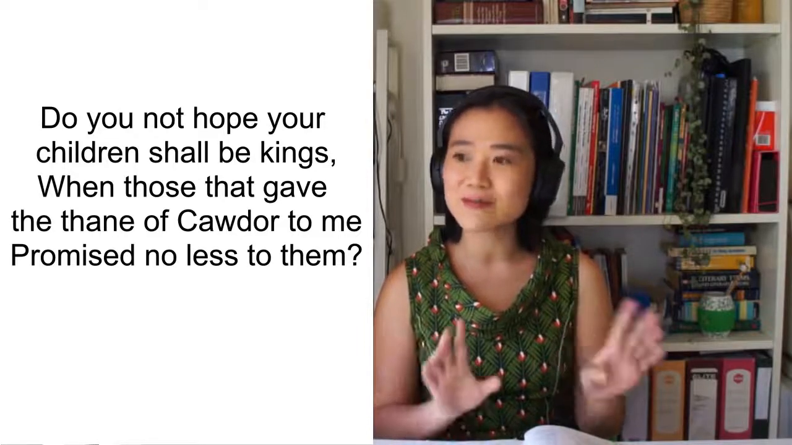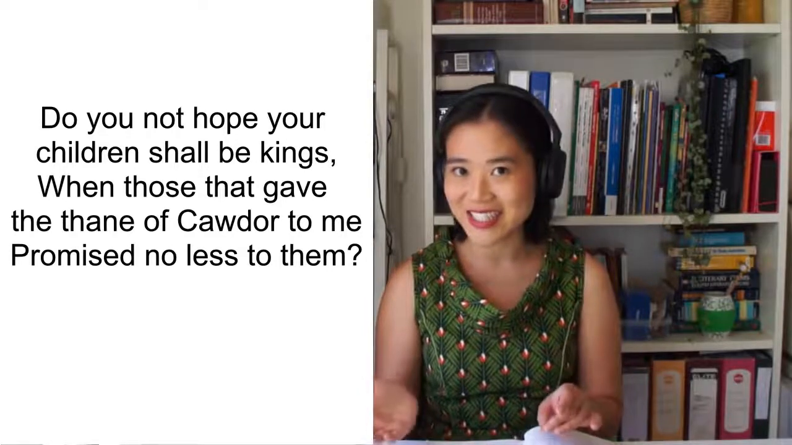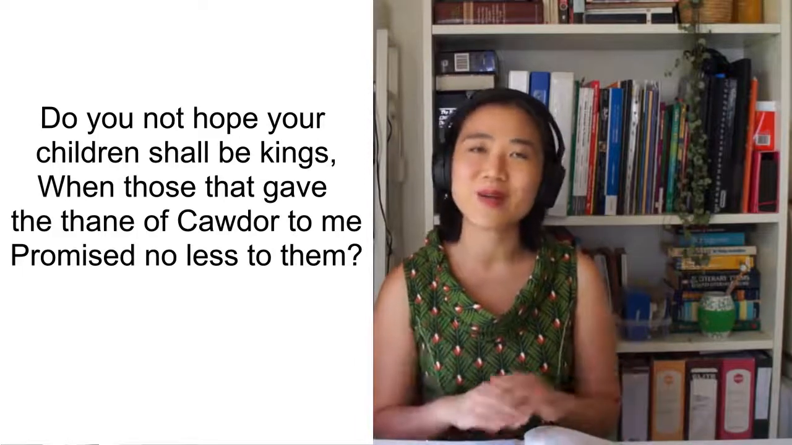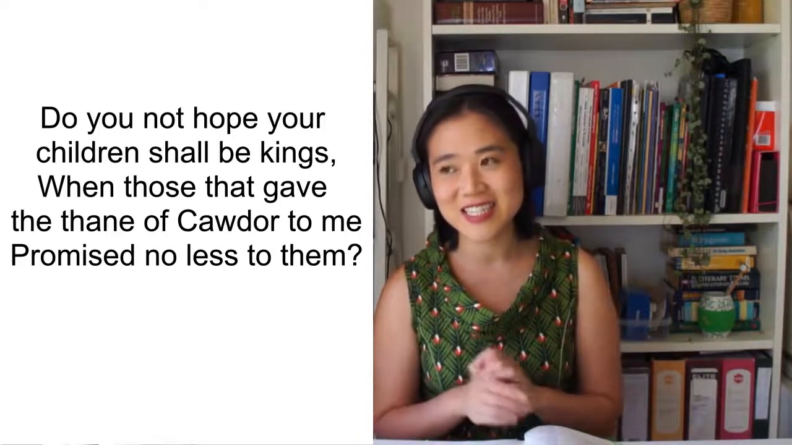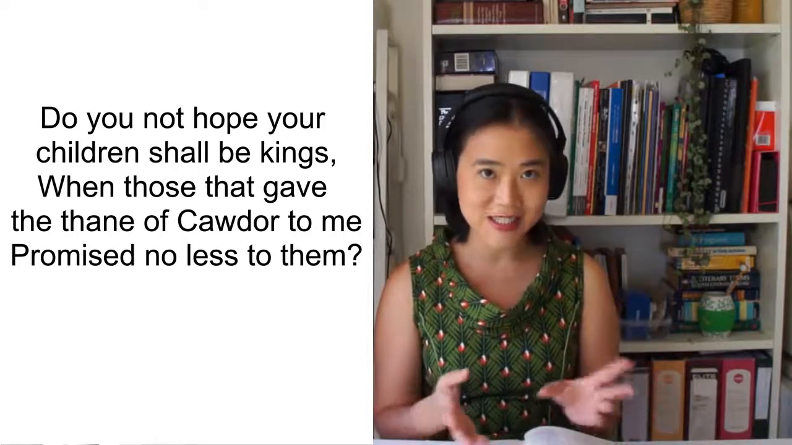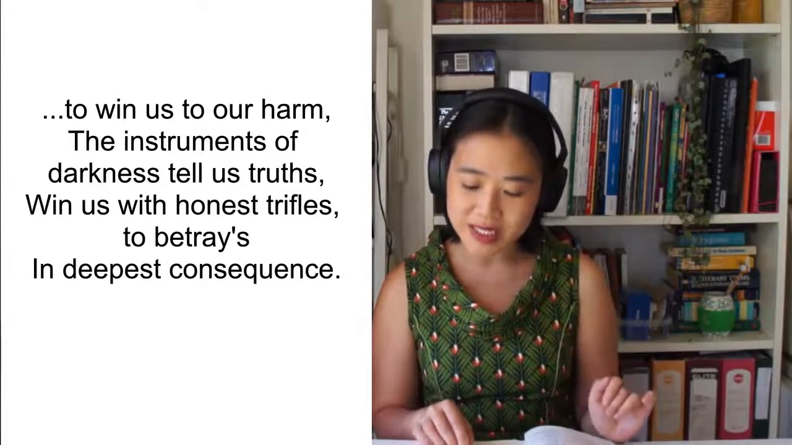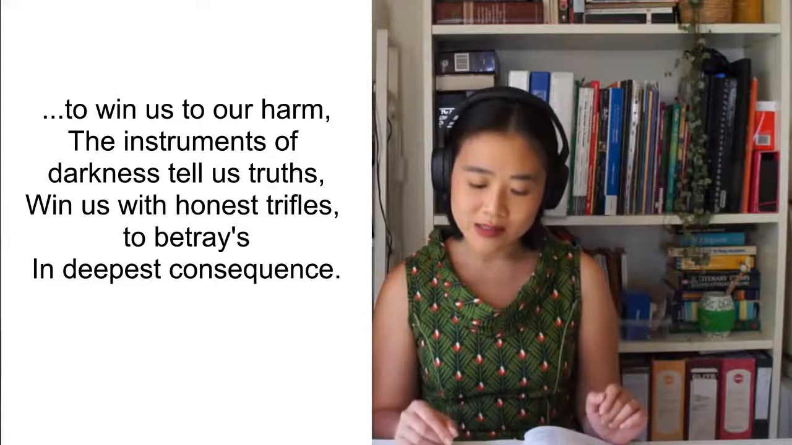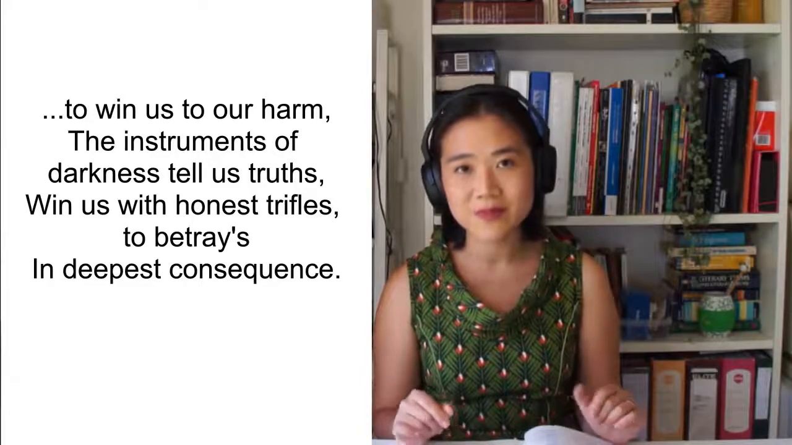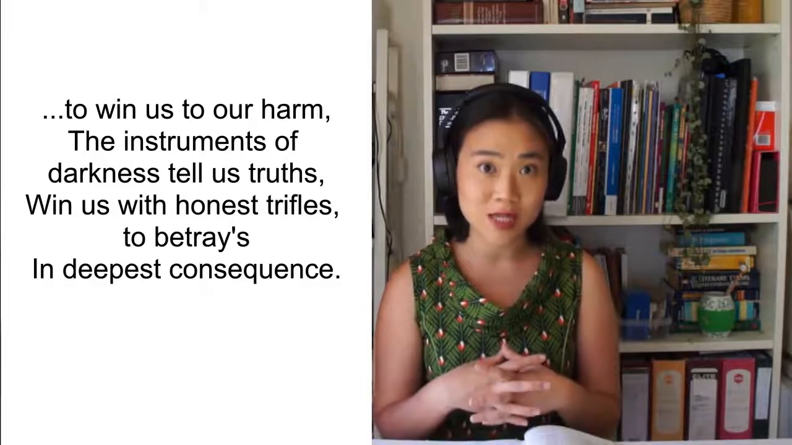Trying to see if Banquo is really into this, as Macbeth clearly is, or if he's going to be super sensible about it and say, no, this is ridiculous. Nobody's going to be king other than Duncan. And very clearly, Banquo shows all of his cards. "To win us to our harm, the instruments of darkness tell us truths. Win us with honest trifles, to betray us in deepest consequence." So immediately Banquo reveals that, no, we can't trust these witches.